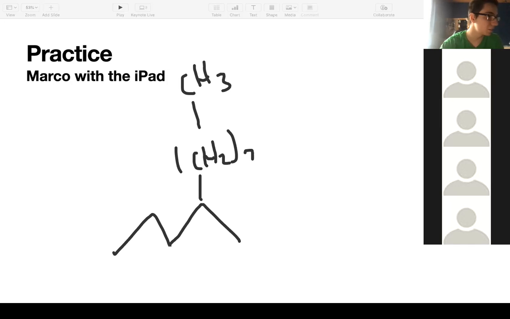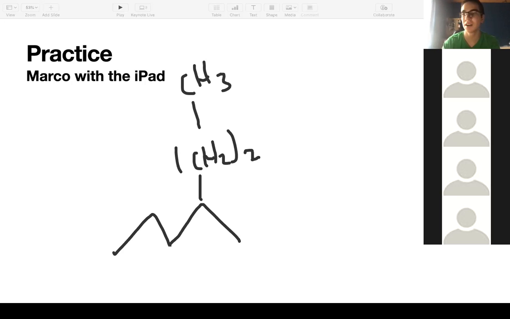And that should be a 2. So who wants to try and give this a shot? What's our longest carbon chain? So the longest one is 6. And it doesn't have any double bonds or triple bonds, so it'll be hexane.